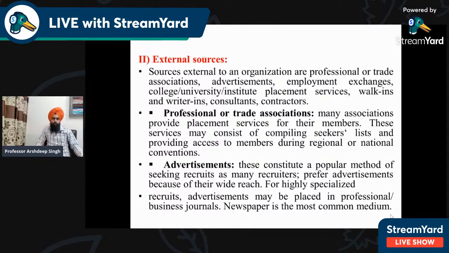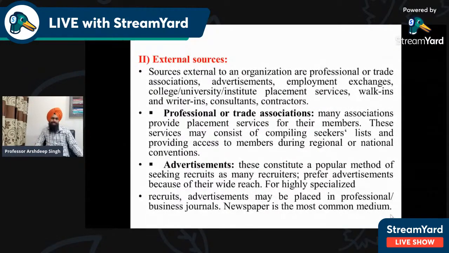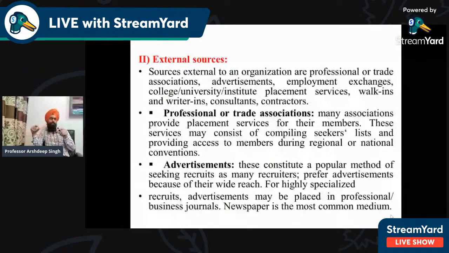So it includes, first, the professional or trade association. Many associations provide placement services for their members. These services may consist of compiling seekers lists and providing access to members during regional or national conventions. Okay, so there exist some associations, trade associations or professional associations, who can provide the data of the persons who are meeting the needs of the specific organization, that these are the list of the candidates that you can hire for your organization.